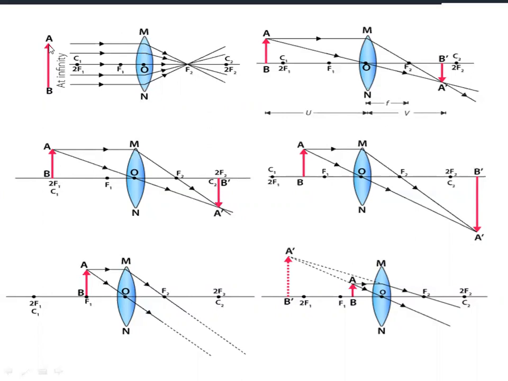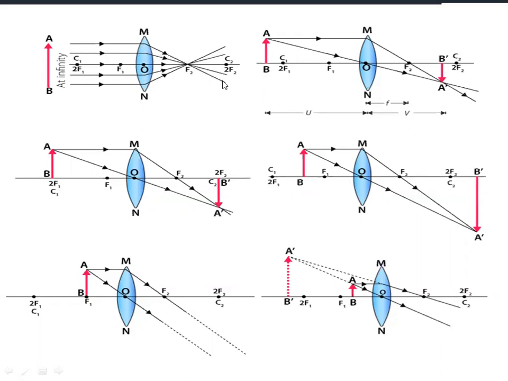Can you see the diagram? A and B is the object. The light rays are coming parallel to the principal axis. This is the principal axis, and this is the optical center. When the light ray coming parallel to the principal axis hits the lens, after refraction it converges and passes through the second focus.